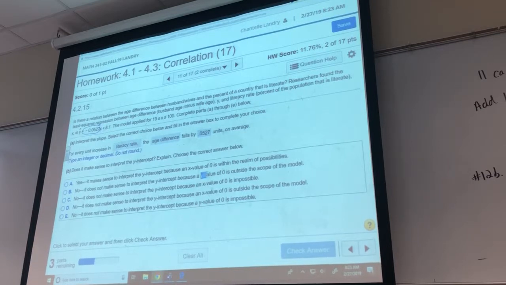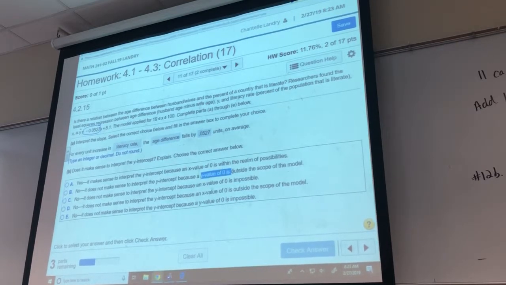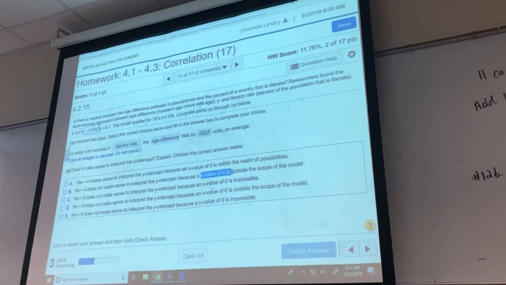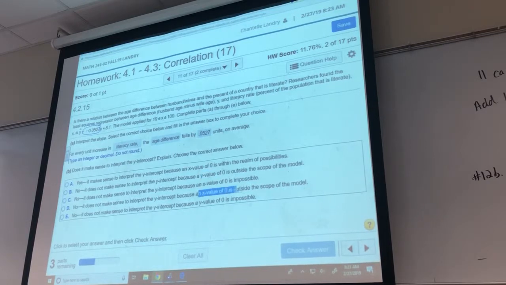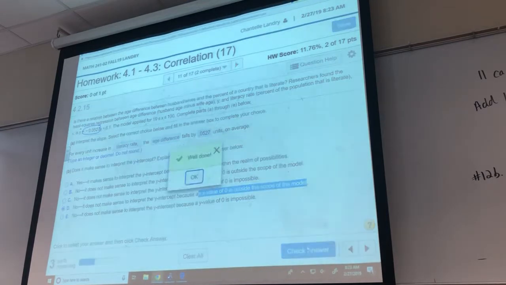This one says a y value of 0. We don't want the y value to be 0. We want the x value to be 0. So we want an x value of 0 to be outside the scope of the model because they're restricting our x's to between 19 and 100. So 0 is not included in there. So we'll select that one for that question.